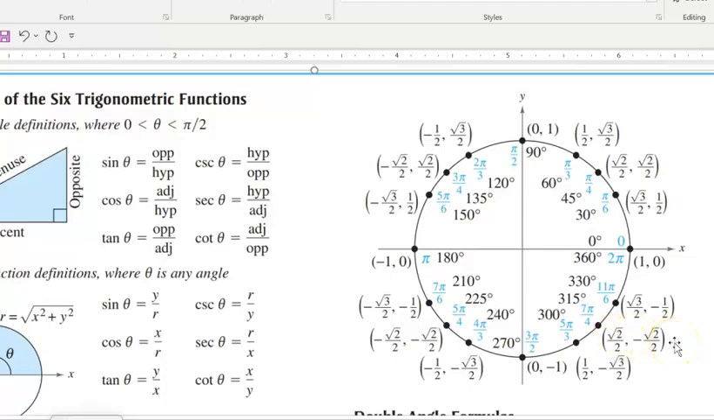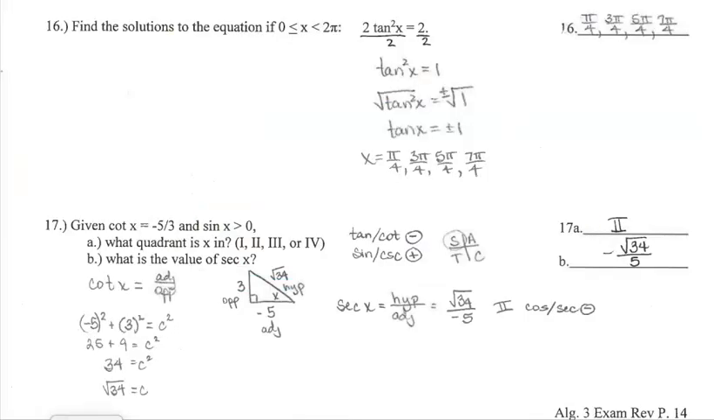So it's going to be at all those multiples of pi over 4. So pi over 4, 3 pi over 4, 5 pi over 4, and 7 pi over 4. And you'll notice it told us to give answers between 0 and 2 pi, so it was looking for those radian answers instead of degrees.